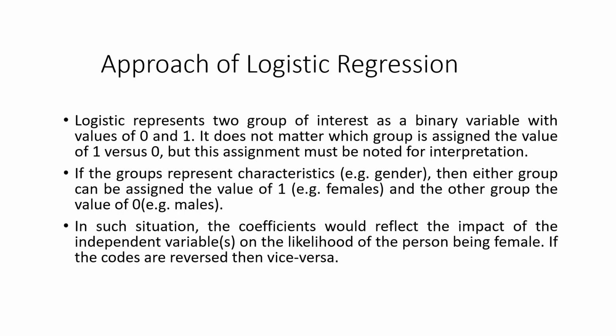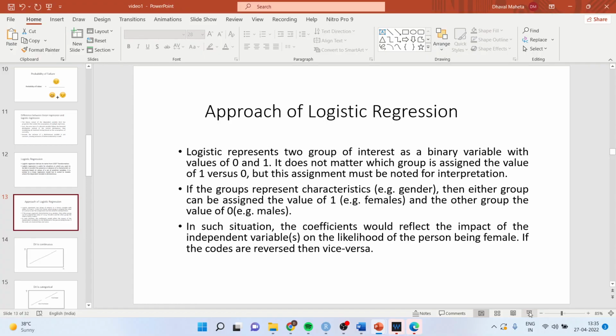What are the approaches of logistic regression? Basically, we are coding everything here as 1 and 0, and therefore 1 represents a success and 0 represents failure. Be very careful in assigning the codes, because your entire interpretation of the logistic regression will be based on what you code as 1 and what you code as 0.